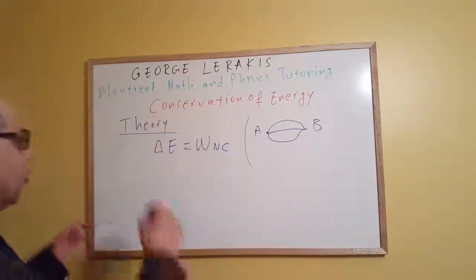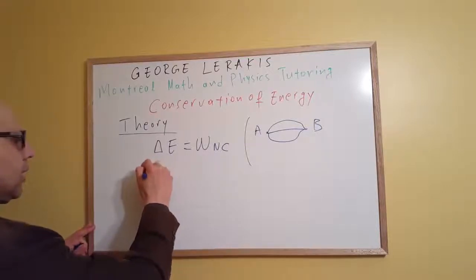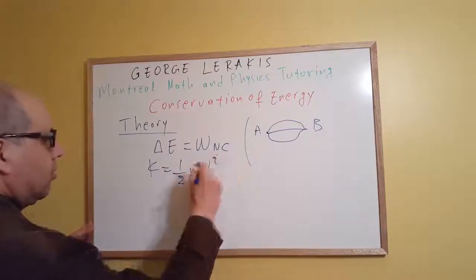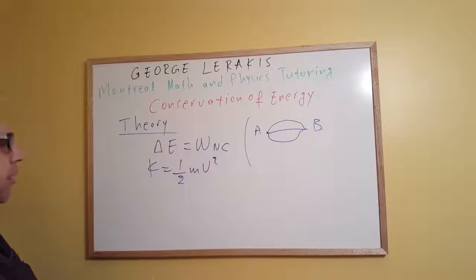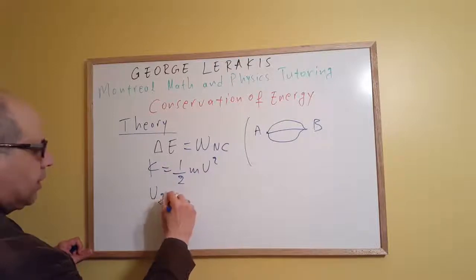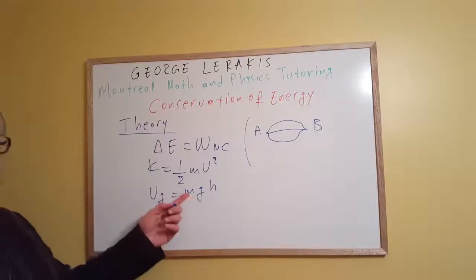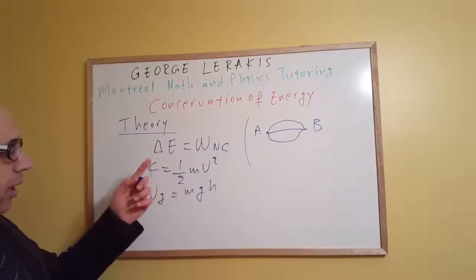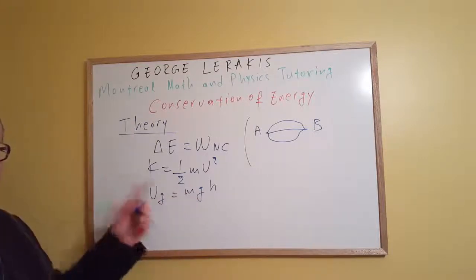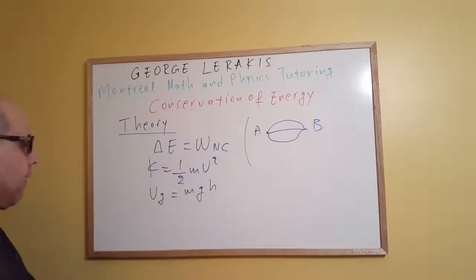And on the left-hand side of the equation, we can put kinetic energy, which is of course equal with 1/2 mv square, where m is the mass and v is the speed. We can also put potential energy due to gravity, which is mgh, where again m is the mass, g is the acceleration of gravity, and h is the distance from the point that we consider zero for potential energy.